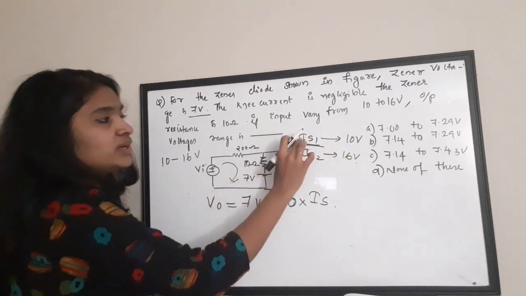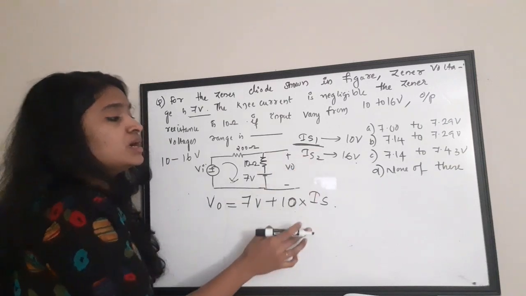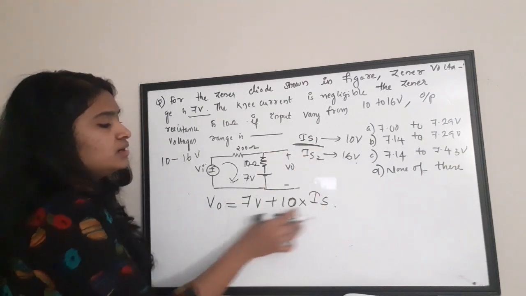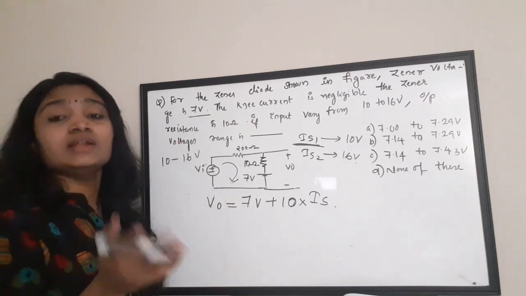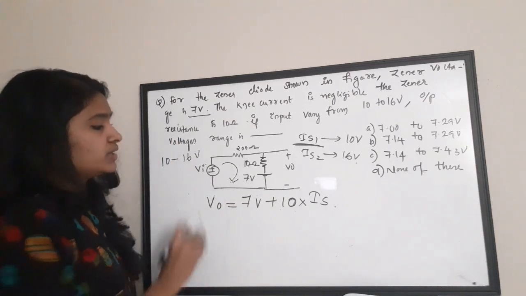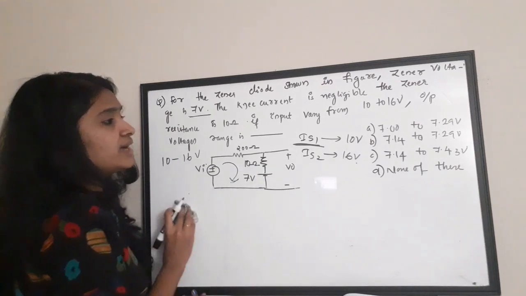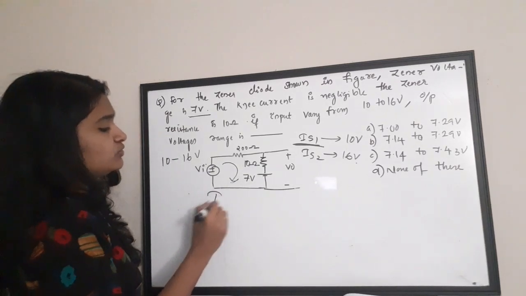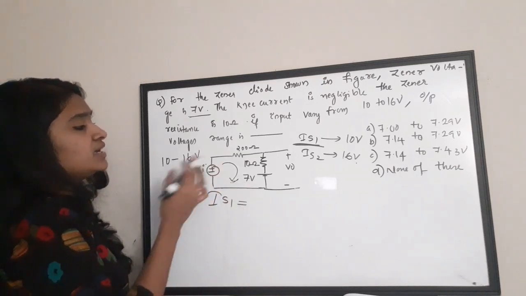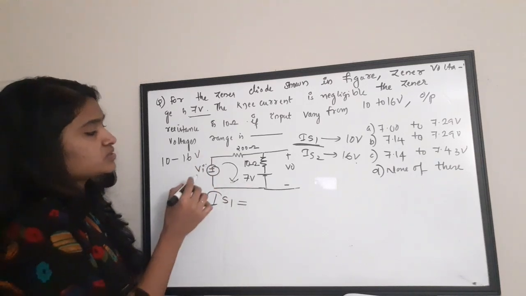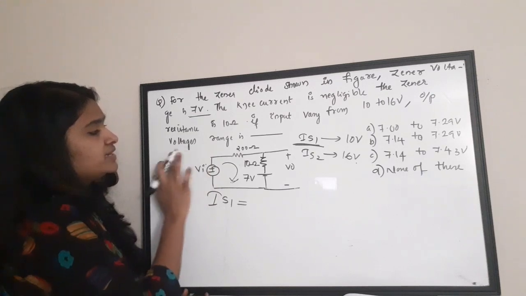So, we have to find IS1 and IS2, and we have to find the V out for both the cases. Then we will get the range of V out. Now I am going to first find the value of IS1, the current in the circuit when Vi is equal to 10 volt. So I am going to consider now only Vi as 10 volt.